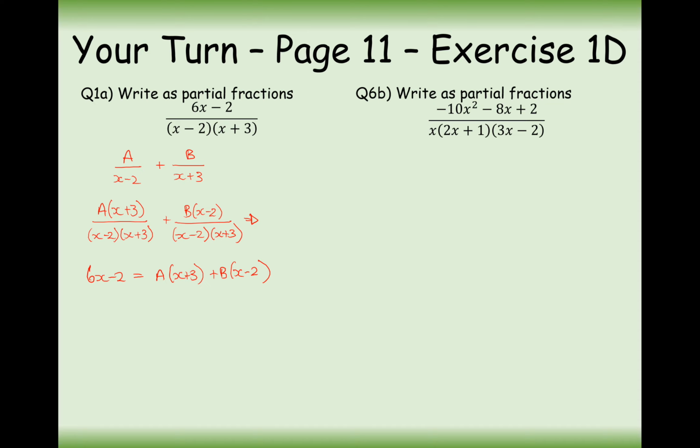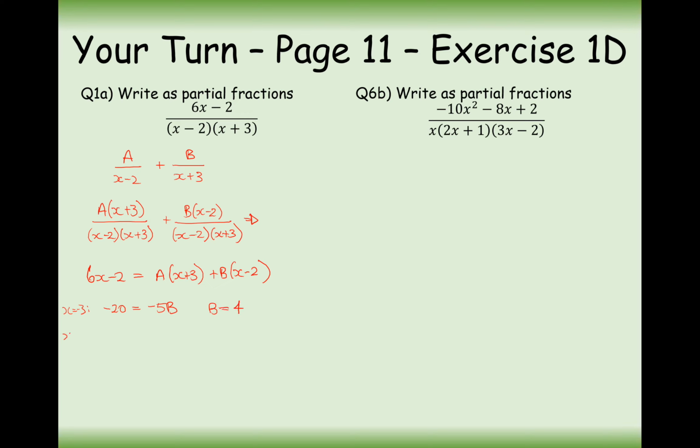Okay. Alright, so let's substitute in sneaky values of x now. In this case, let's start with x equals minus 3. Substituting in minus 3, we'll get rid of that bracket here, so let's carry on. We're going to have minus 3 times 6 is minus 18, minus 2 is minus 20. And if we put in minus 3 at the end, we're going to get minus 5b. So b here is equal to 4.